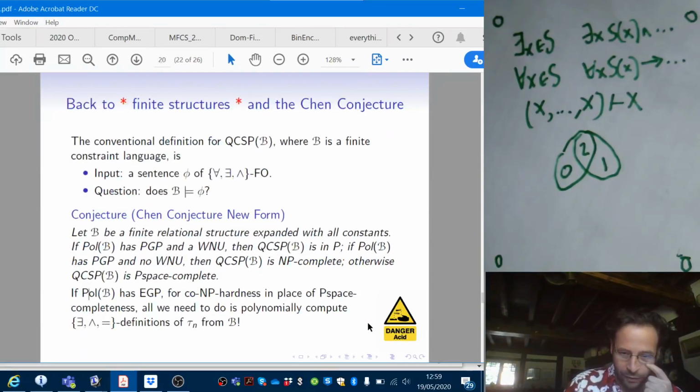So we still felt like the Chen conjecture should be true. There was a good chance of it being true. And the only thing needed to prove a weak form of it, at least say for co-NP hardness in place of p-space completeness, all we needed to do was give these polynomial computations of exists and an equals, or even for all exists and an equals definitions of Tor n from B. And this looked like a very approachable problem, a very doable problem.